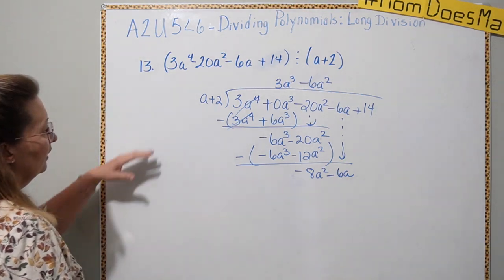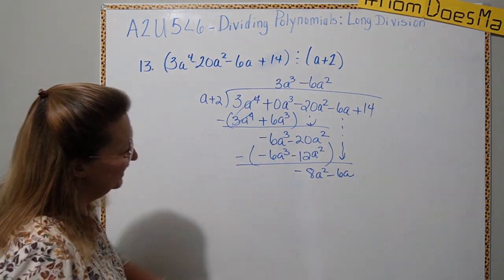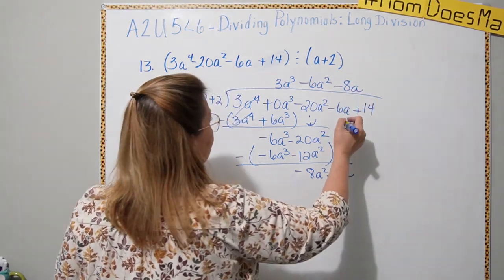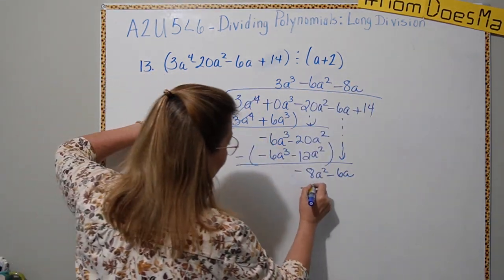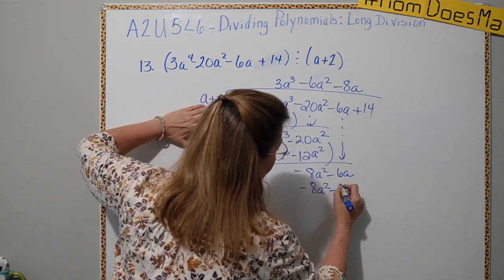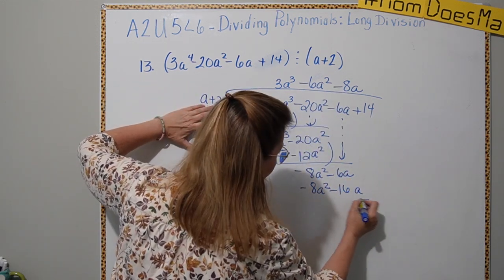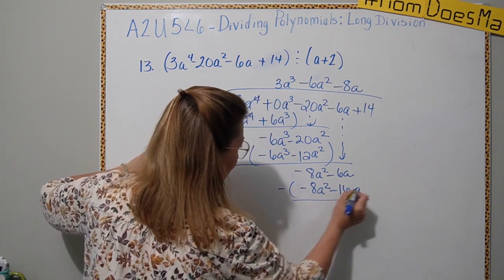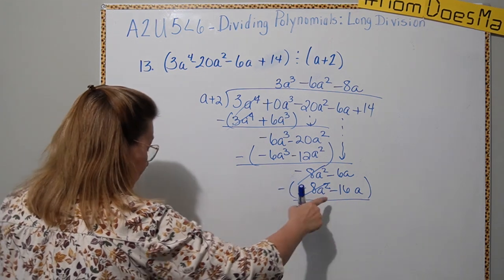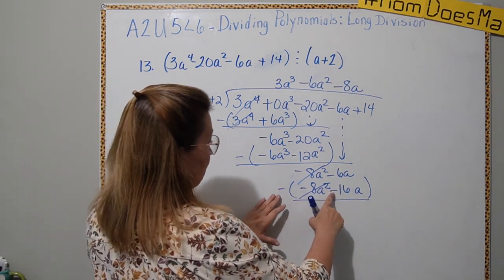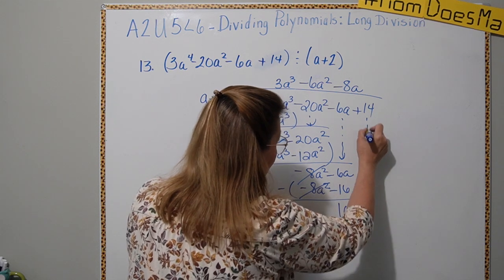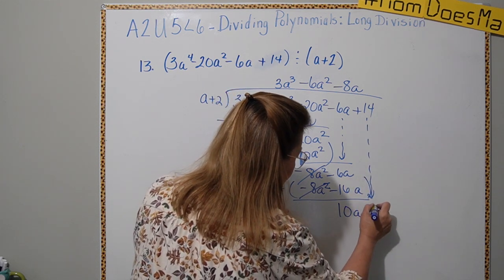Okay. Now, what would I multiply a by to get negative 8a squared? Well, that would be negative 8a. So negative 8 times a is negative 8a squared. And negative 8 times 2 is going to give me negative 16a. And then we're going to subtract. So these two cancel. Now, negative 6 minus negative 16 changes to plus a positive. So you have 10a. And we're going to bring down that plus 14.